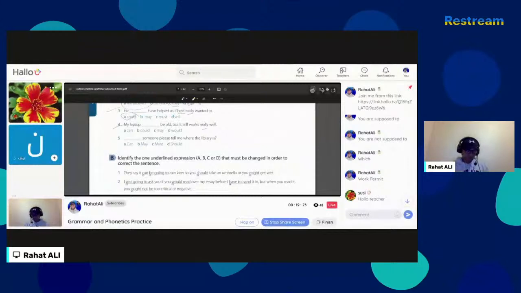It still works very well. Can I use "would", teacher? Number D: "My laptop would be old, but it is works very well. It still works really well." Remember, "would" is the past tense of "will", but the sentence is present tense. So, did you get the clue, Susie? "Would" is the past tense of "will", okay?